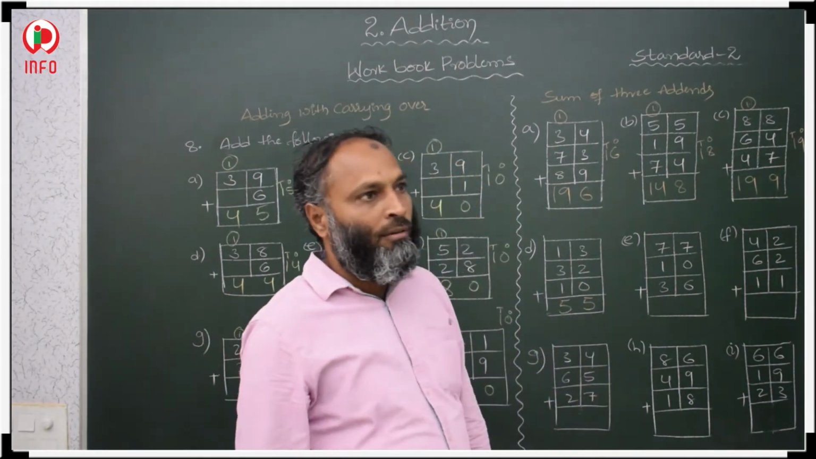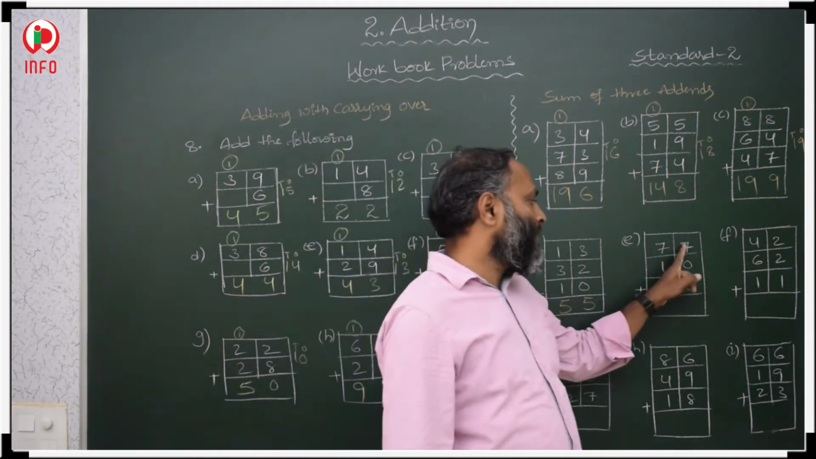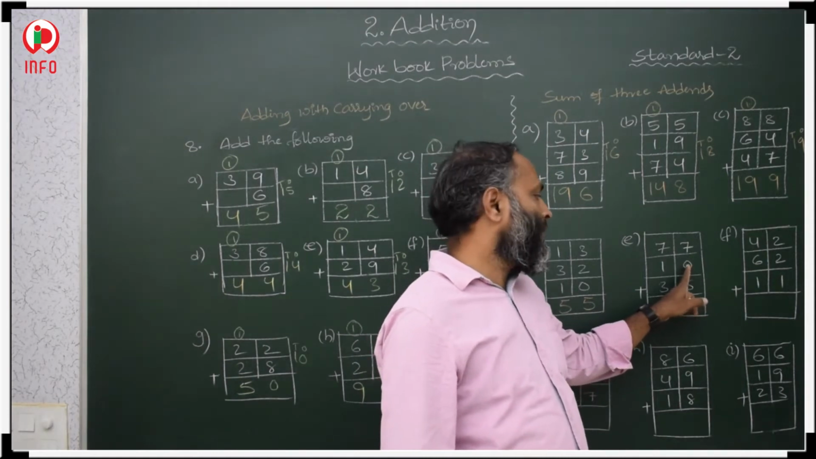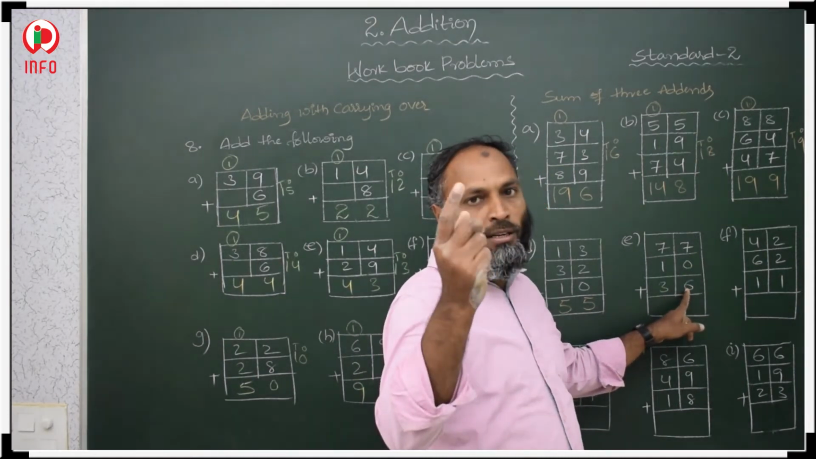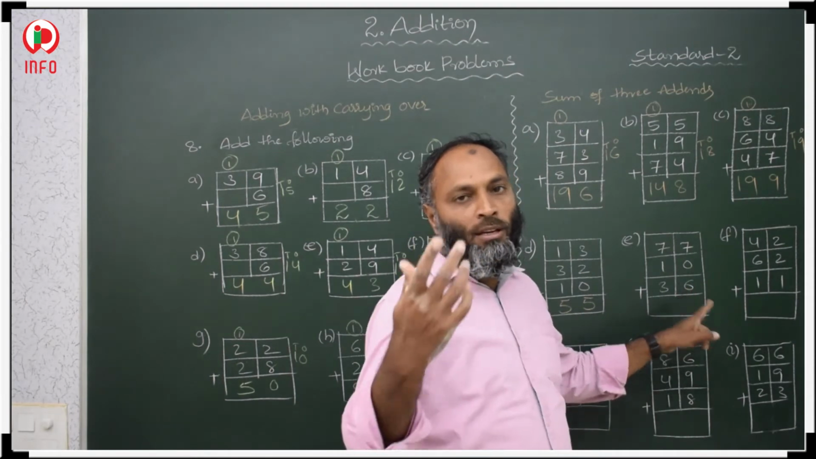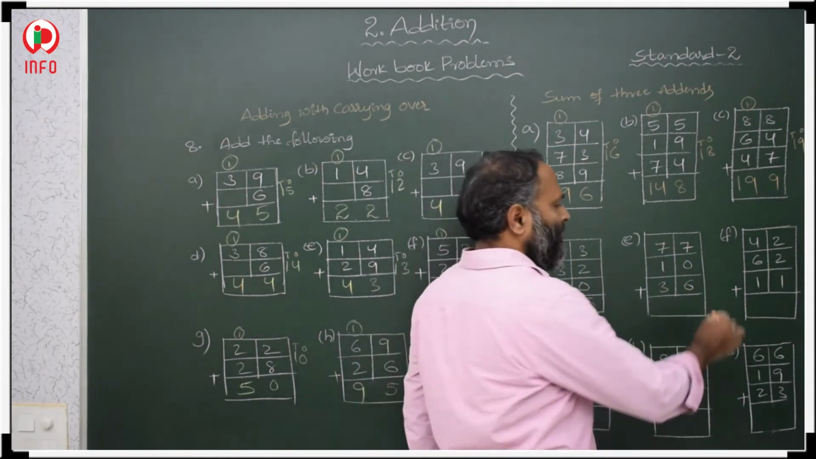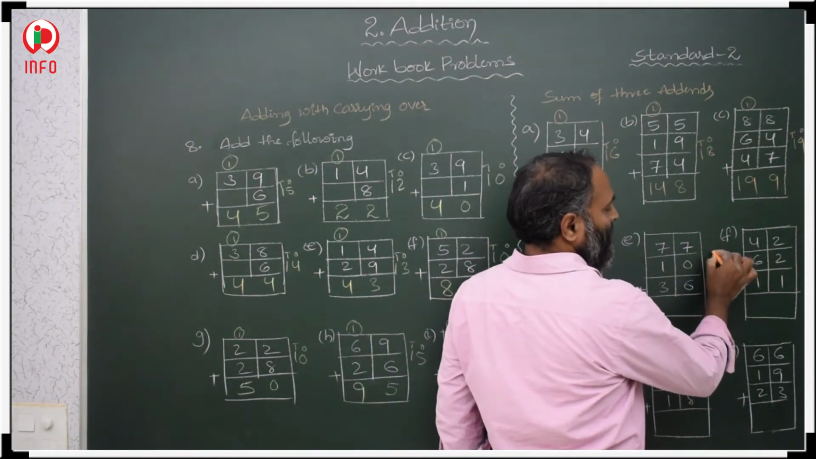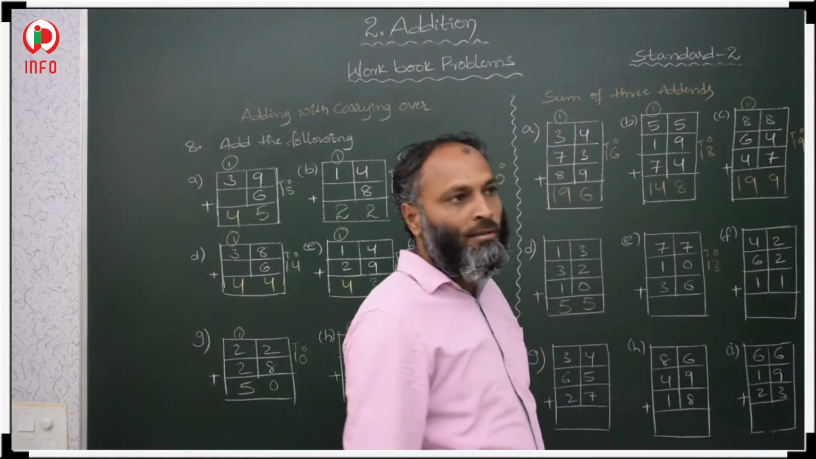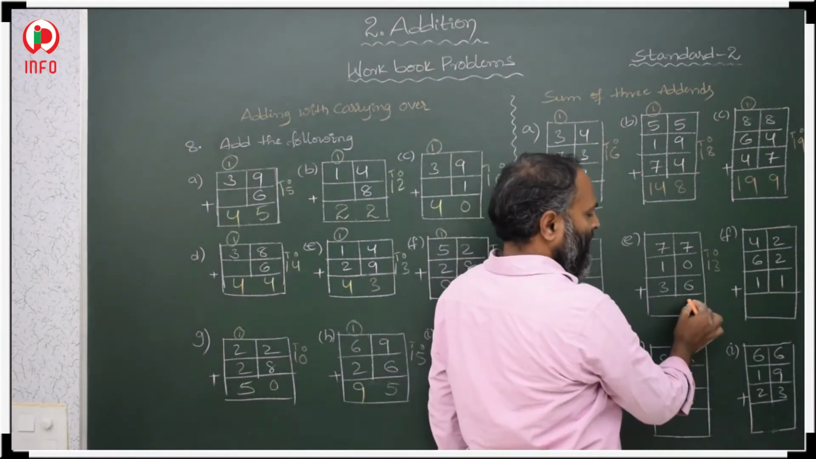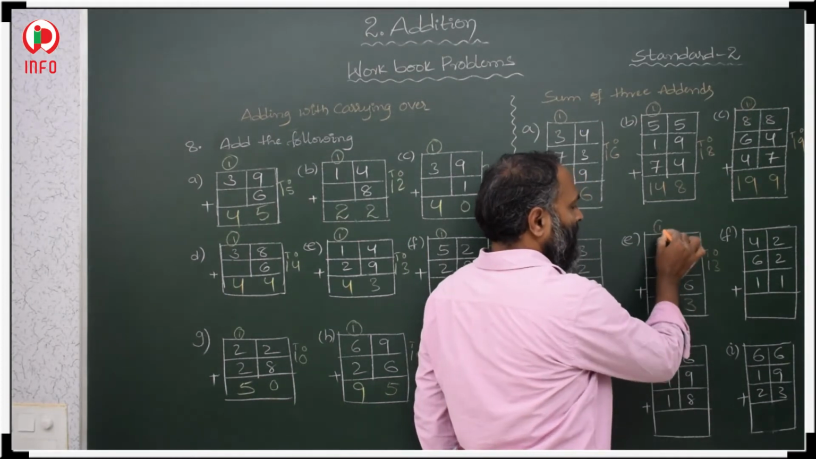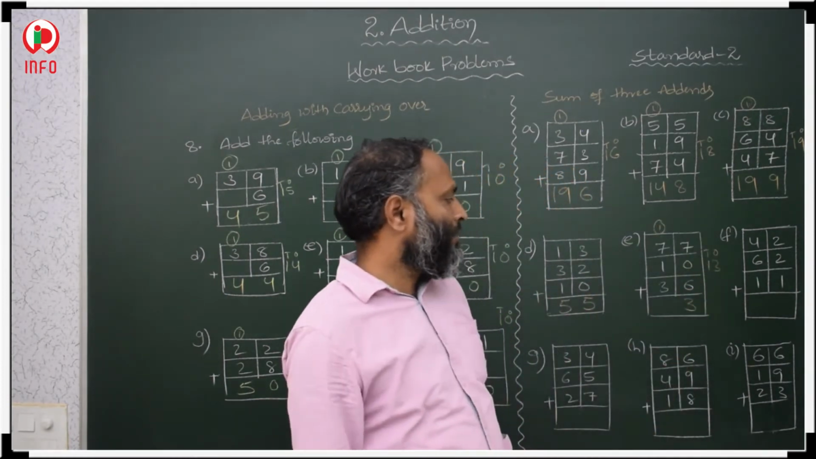55. Next. 7 plus 0, 7. 7 plus 6, 7, 8, 9, 10, 11, 12, 13. This is in ones place, this is in tens place. Then take this 3 in ones place and this 1 in tens place.